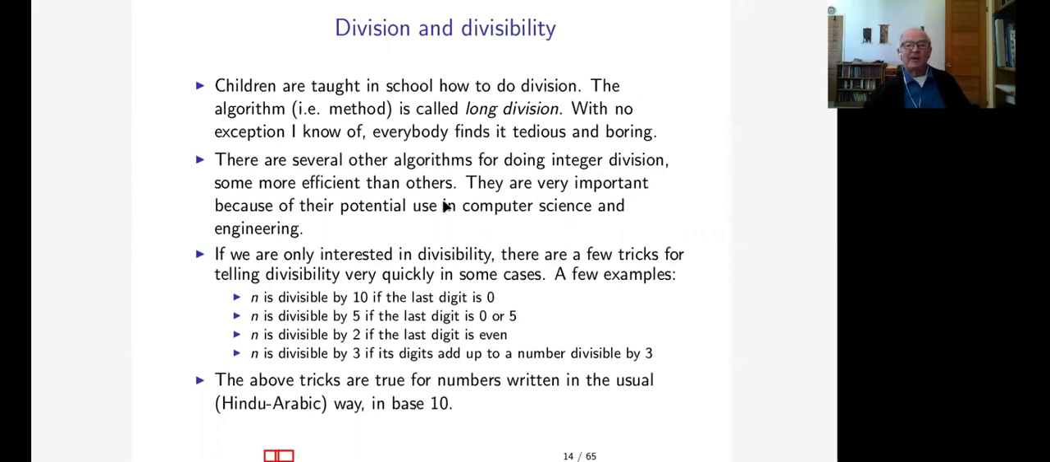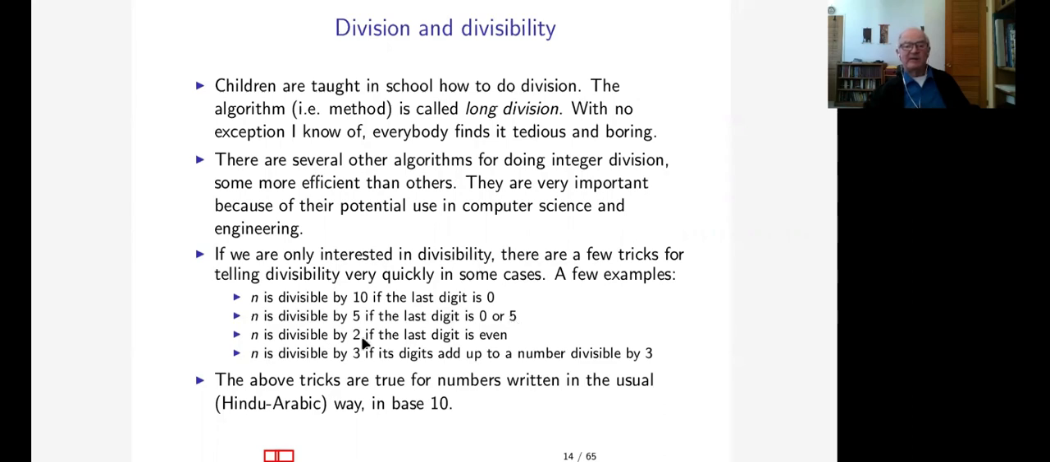So now, how do we do integer division? There are several algorithms, several methods. We won't go through them, but it's important because in computer science and engineering, we may decide to use one method or another, depending on the context. And there are a few cute little statements about divisibility. So for instance, a number n is divisible by 10 when the last digit is zero. So you don't even have to try to do the division. You look at the number, you say, this 30 is divisible by 10 because it ends in zero, but 49 is not. A number is divisible by 5 if the last digit is zero or 5.